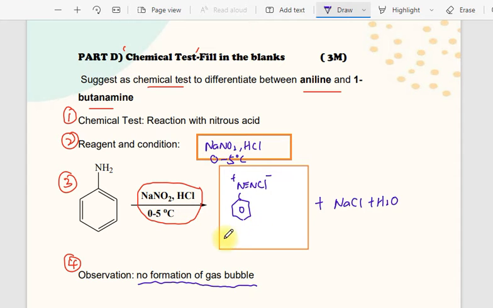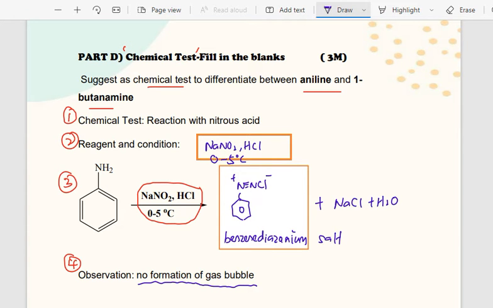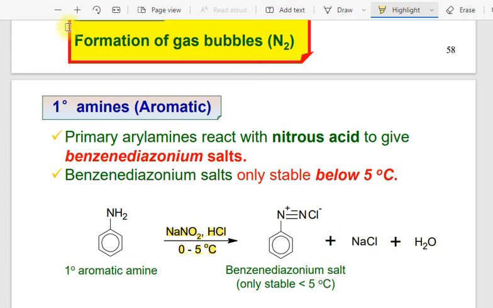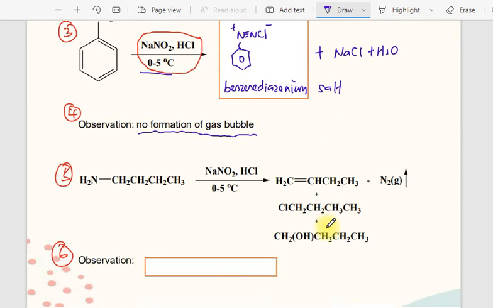For easier revision, you just write down the name, benzene diazonium salt. Double check the spelling. Make sure you write down the positive on the nitrogen atom and negative on the chlorine atom. Benzene diazonium salt is only stable at 0 to 5 degrees Celsius, so make sure you write down the condition 0 to 5 degrees Celsius. The byproduct is sodium chloride and water, so just write it down, but the mark will only be given for this benzene diazonium salt. Okay, next.